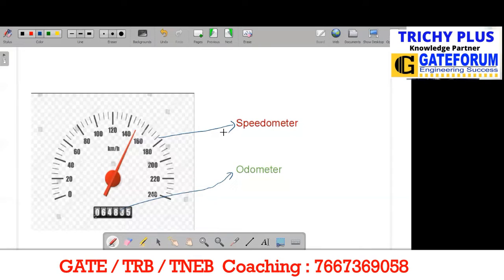So can you tell me, here there is a speedometer and odometer, like you can see in every vehicle, right? Can you relate this to differentiation and integration, and tell me which is doing what operation?